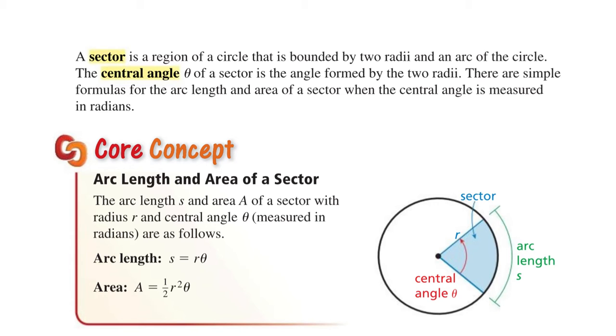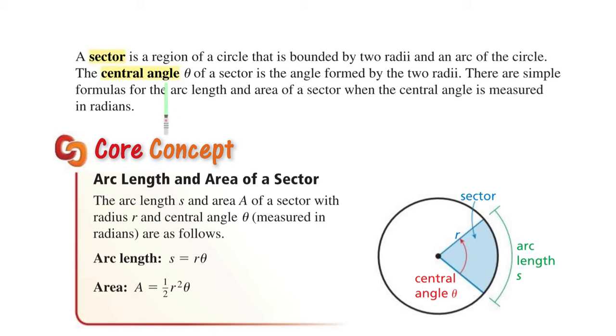So in this video, we're going to be working with arc lengths and area of a sector. Let's review that a sector is a region of a circle that is bounded by two radii and an arc of the circle. So for example, remember that the radius is the distance from the center to any point on the circumference. So the area is bounded right here, this space right here in blue.